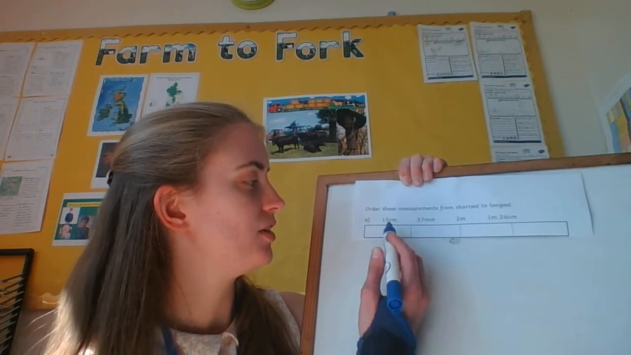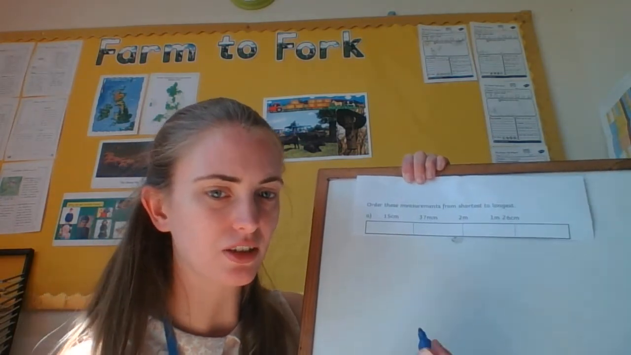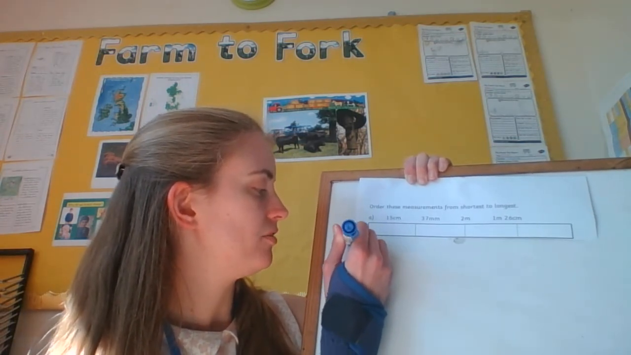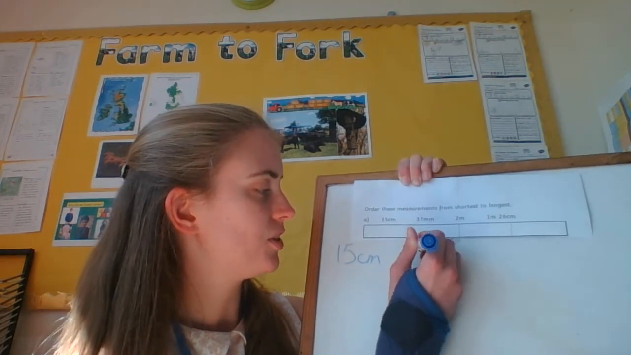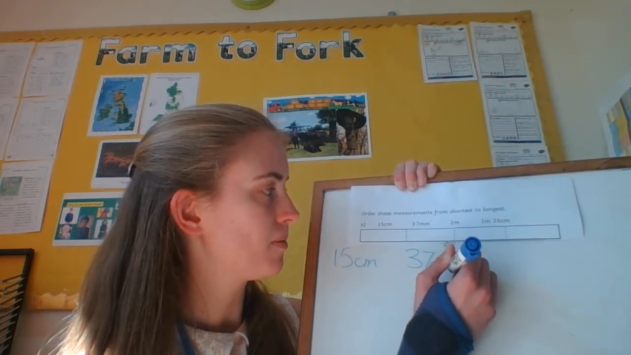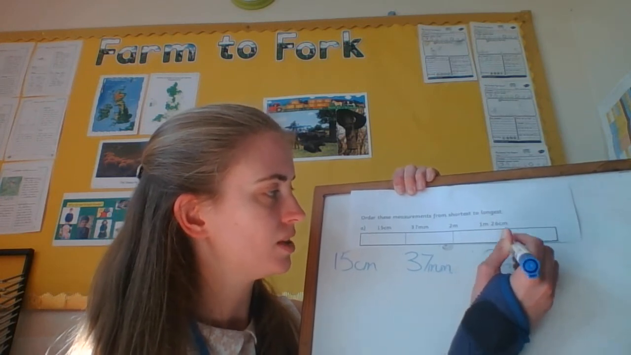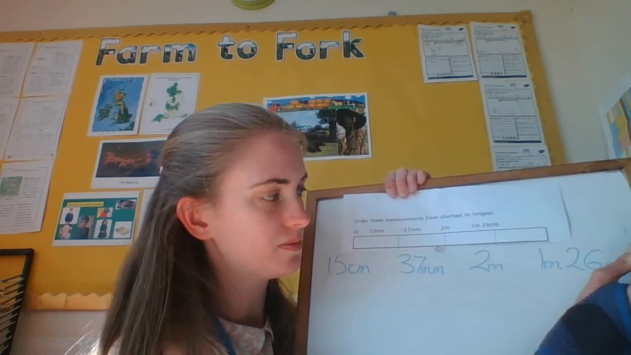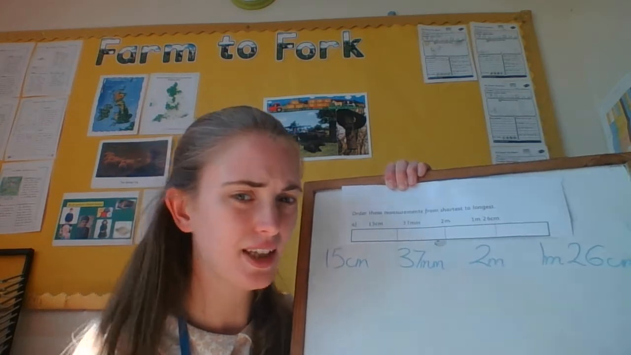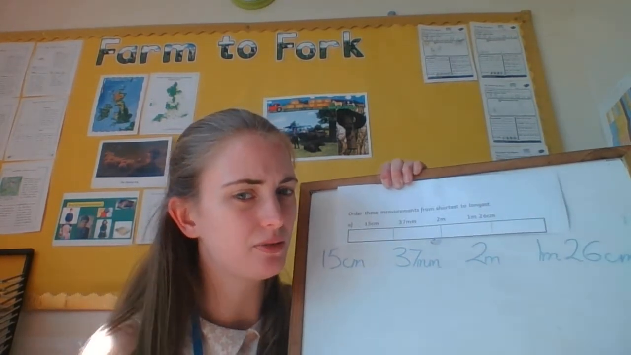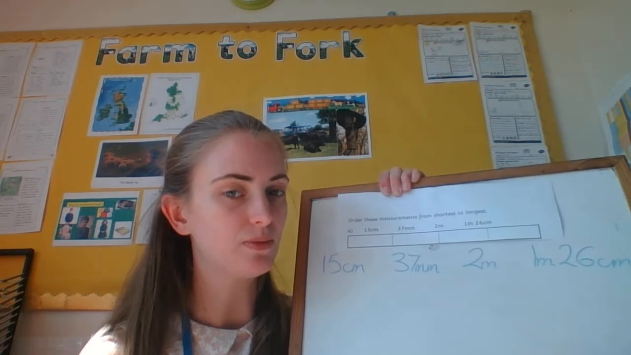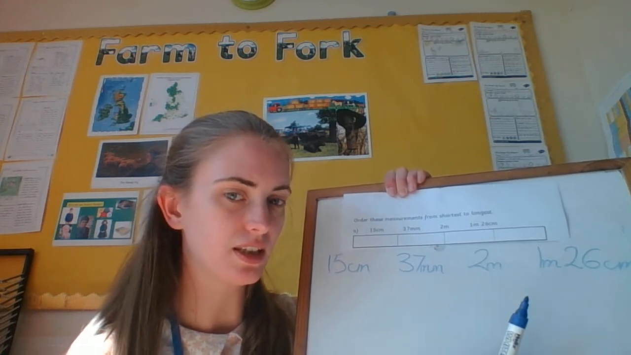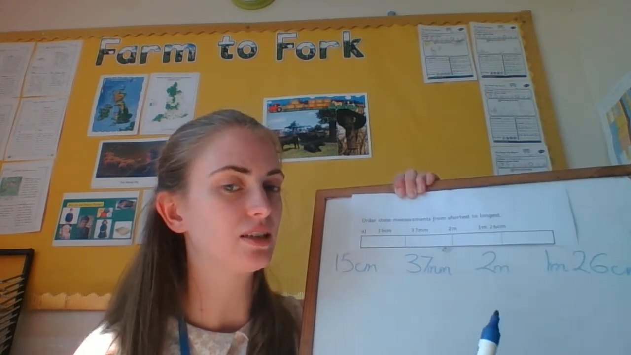So I've got 15 centimetres. I'm not sure how easy these are to read on the video, so I will just write them here to make sure they're really clear. 15 centimetres, 37 millimetres, 2 metres, and 1 metre and 26 centimetres. So again, they're not all in the same units. So the first thing we need to do is to convert them all into the same units. Now we've done millimetres into centimetres and metres into centimetres, so I'm going to convert them all into centimetres.